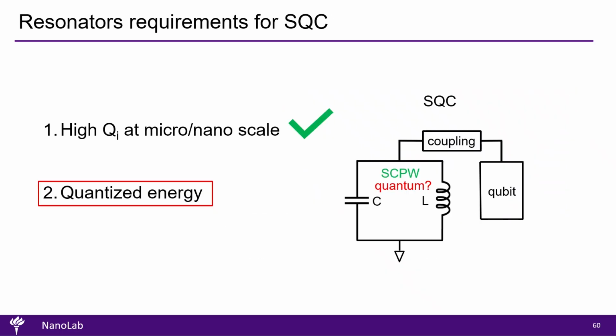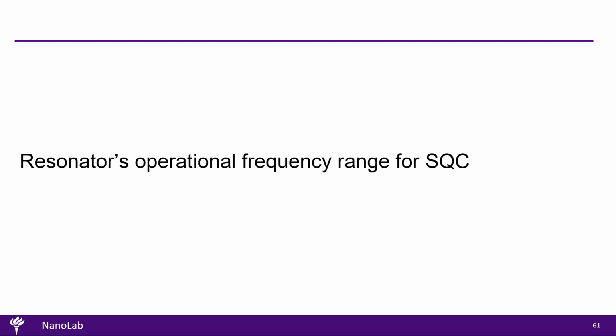This illustrates the second requirement for a resonator to be used in a superconducting quantum circuit. The question is, how do we satisfy this requirement? What must we do to the resonator? The answer is to suppress thermal energy so that the resonator reaches its quantum mechanical ground state, making the discrete energy levels observable. Let us explore this further by examining a criterion for defining the operational frequency range of a resonator in applications where quantized energy is required.